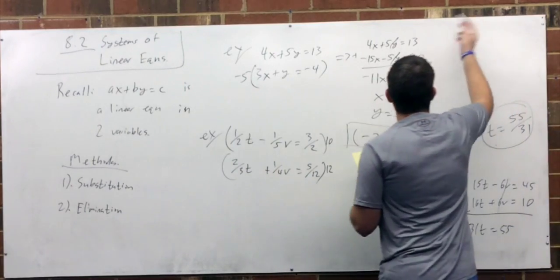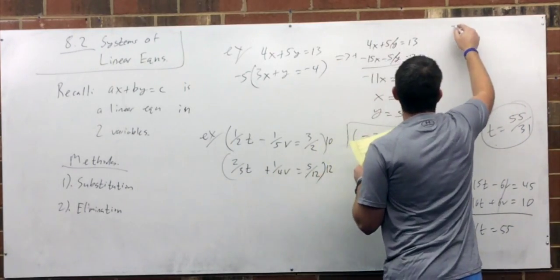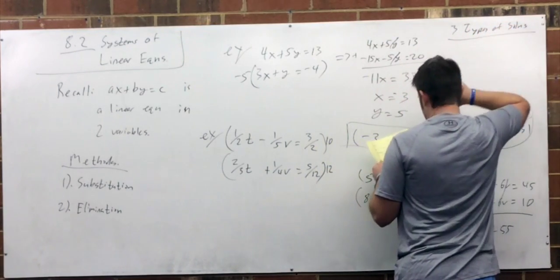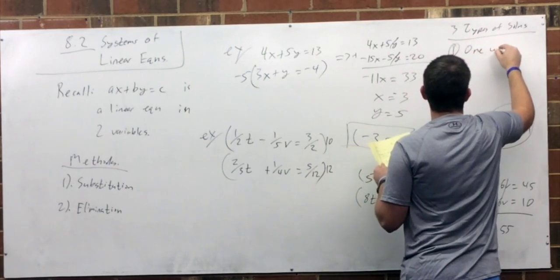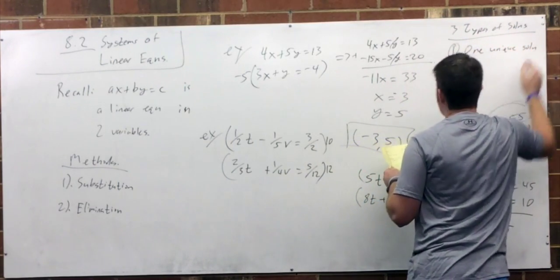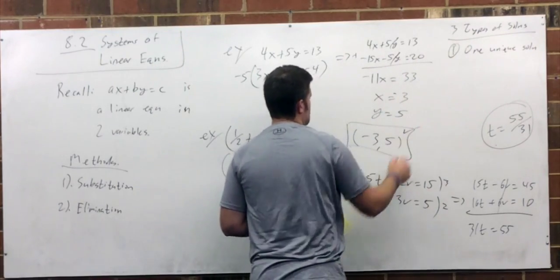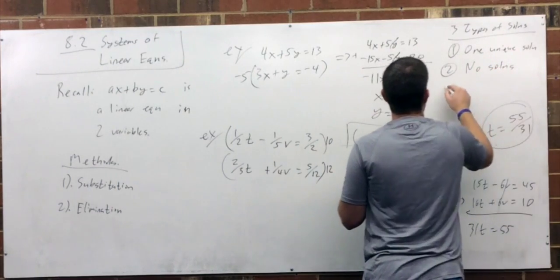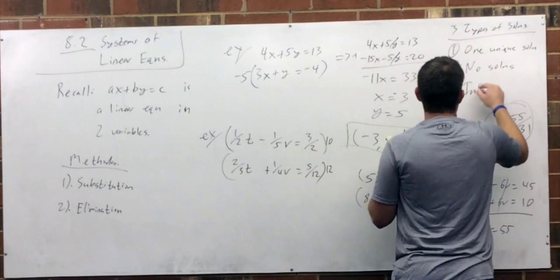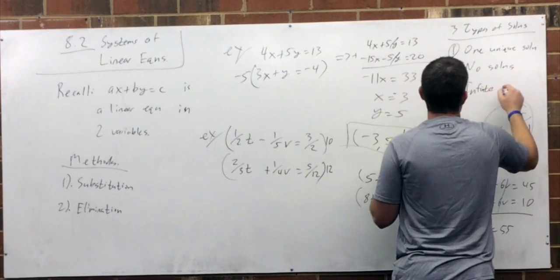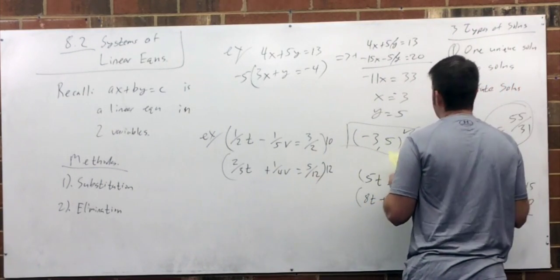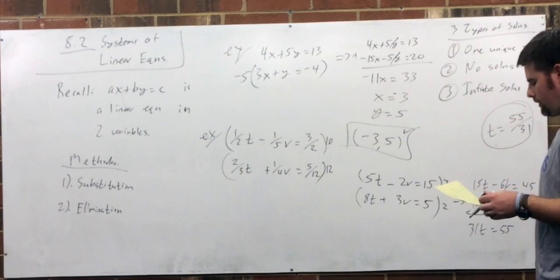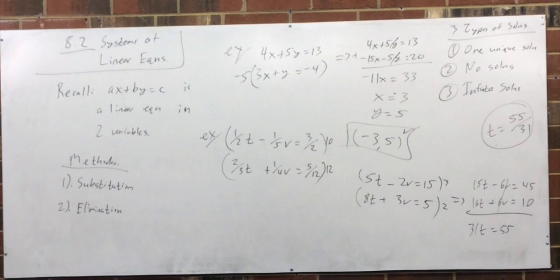Last note here. When you're dealing with systems of linear equations, there are 3 types of solutions. You can have one unique solution, which is what we've seen in both these examples. We got one unique solution. Number 2, there can be no solutions. And number 3, there can be infinitely many solutions, just depending upon what we're looking at. All right, that's 8.2, elimination.